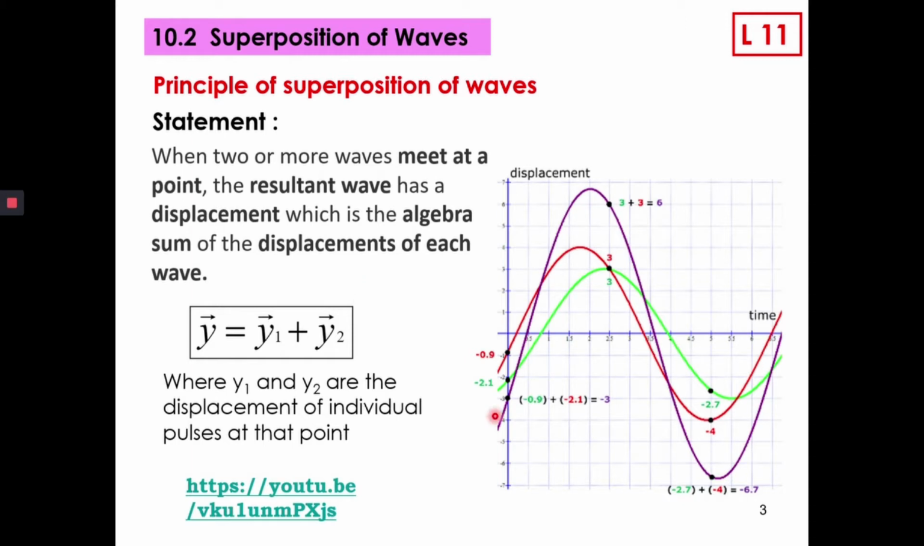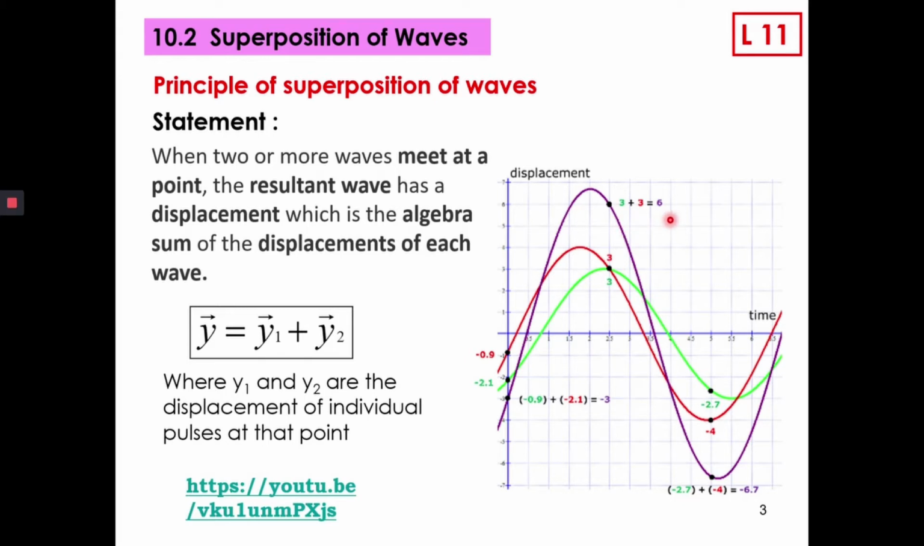Let's say the first wave is represented by the green graph and the second wave is represented by the red graph. When the green graph, which is the first wave, meets the second wave, the red graph, we look at this point. Let's say the displacement of the first wave is 3 and the displacement of the second wave is also 3. So the resultant displacement is 3 plus 3, which equals 6.